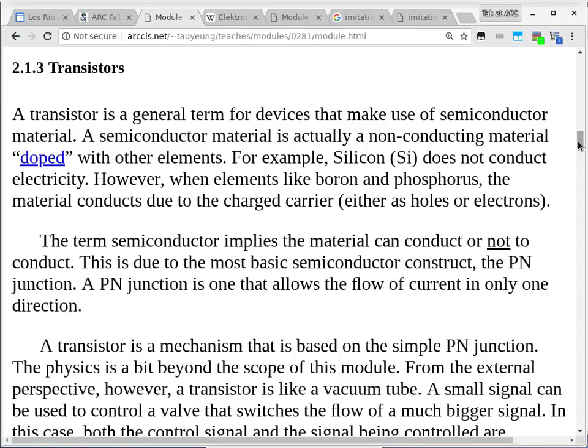Wait, but how is this related to semiconductors? And what is that name about transistors? So we'll first look at the name transistor. For those of you who have taken physics, does the name transistor remind you of a particular really common device in circuits? Resistor, right? Okay. So what does a resistor do? It's called a resistor because it resists, right? Okay. What is it resisting? The flow of charge. Okay, very good.